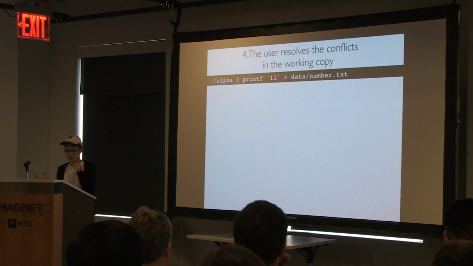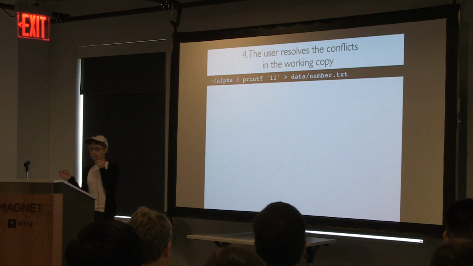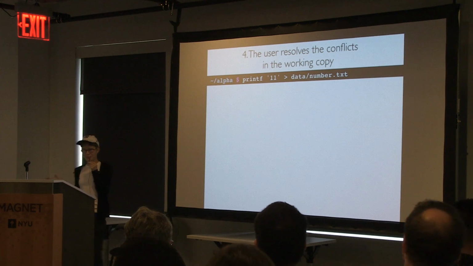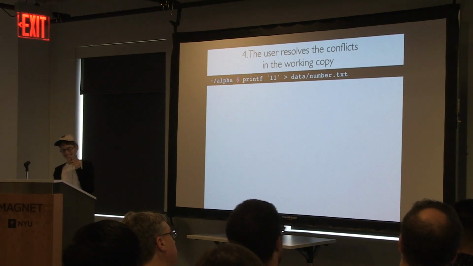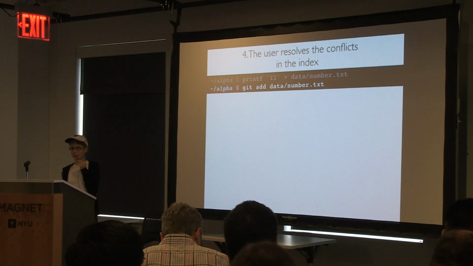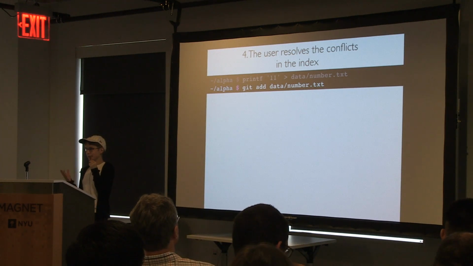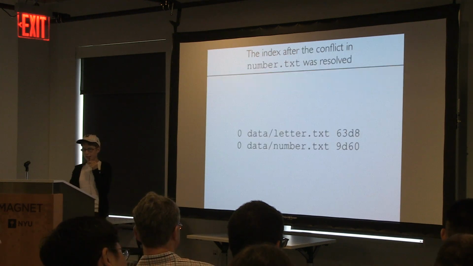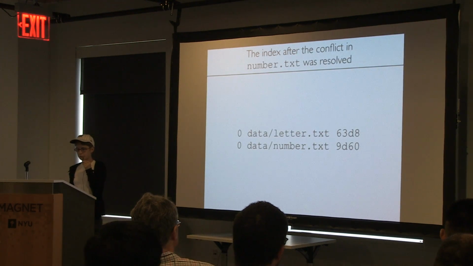So let's carry on. The user resolves the conflict in the working copy. Their solution is to say, well, 6 plus 5 is 11, so I'm going to set number to be 11. And then the user resolves the conflict in the index. The way they do that is just git add. In this context, git add means, hey, I want to resolve these conflicts. Everything's fine now.